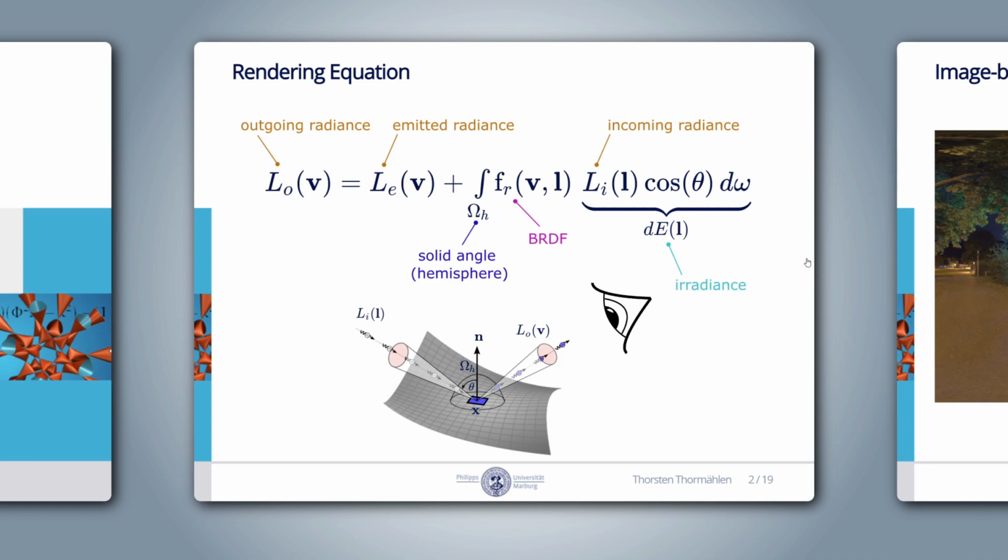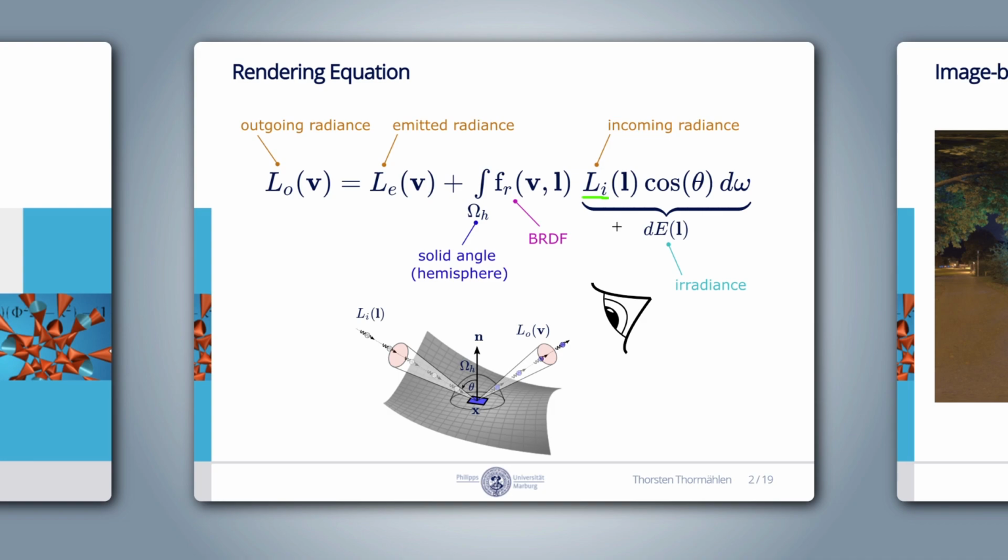The rendering equation calculates the outgoing radiance Lo in the direction V for a surface patch at location X with normal N. The outgoing radiance is the sum of two terms. The first term is the emitted radiance Le in the direction V. This term is only larger than 0 if the surface is a light source. The second term is the integral over the complete solid angle of the hemisphere above the surface. We integrate over the contributions from all incoming radiances Li from the hemisphere above the surface patch.